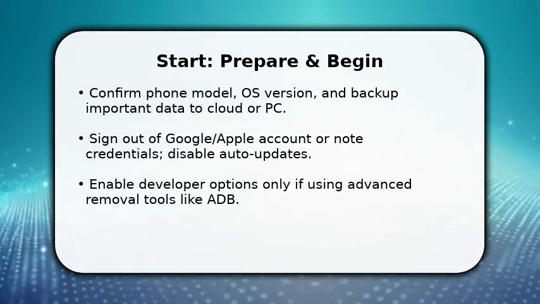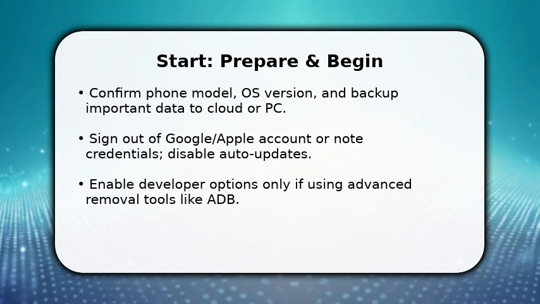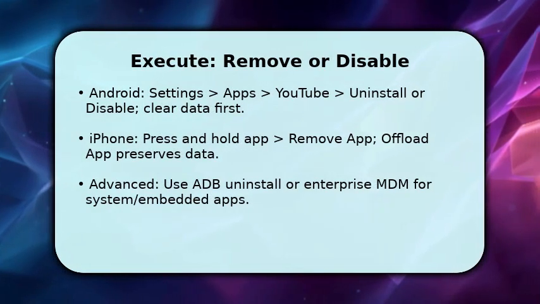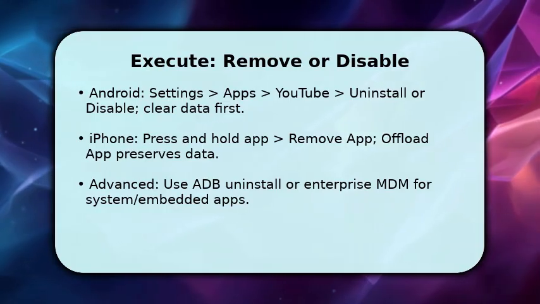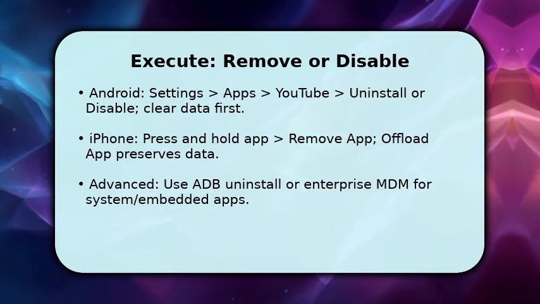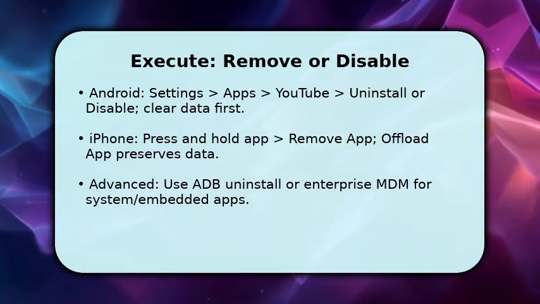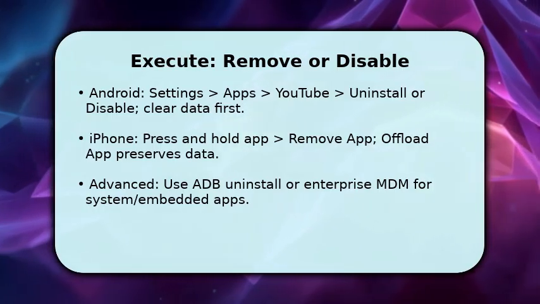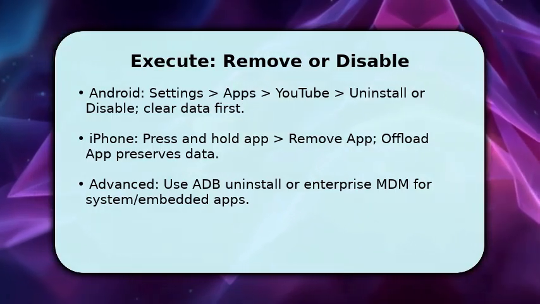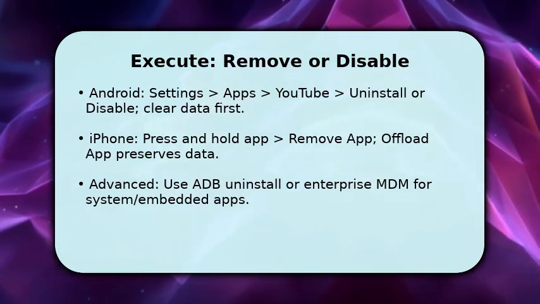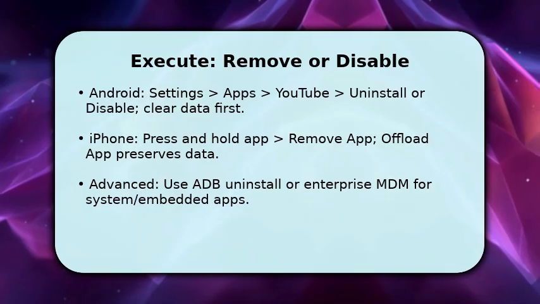You'll now remove the app step by step. On Android, go to Settings, Apps, find YouTube, clear data, then uninstall or disable. Disabling prevents updates and hides it. On iPhone, press and hold the icon, choose Remove App or Offload App to keep data but remove the binary. Once done, make sure the app is not listed in your Purchased/Installed tab. If YouTube is a system app, use ADB commands or your company MDM to strip or block.